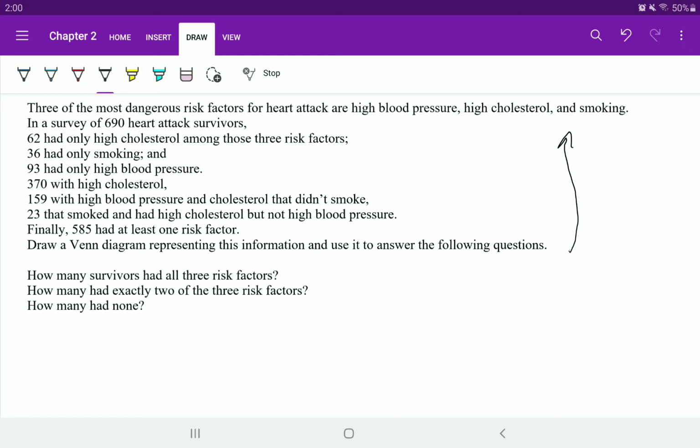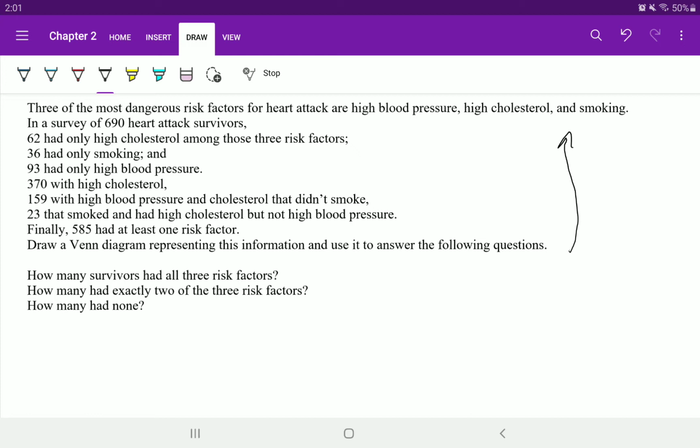Three of the most dangerous risk factors for a heart attack are high blood pressure, high cholesterol, and smoking. In a survey of 690 heart attack survivors, 62 had only high cholesterol among the three risk factors, 36 had only smoking, and 93 had only high blood pressure. 370 with high cholesterol, 159 with high blood pressure and cholesterol that didn't smoke, 23 that smoked and had high cholesterol but did not have high blood pressure, and finally 585 had at least one of the risk factors.